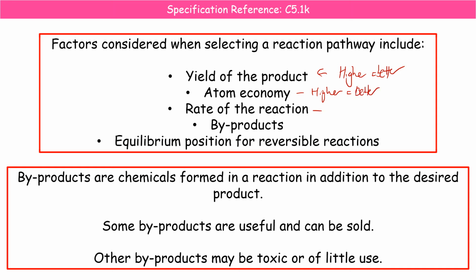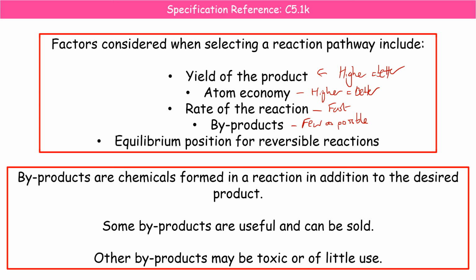Rate of reaction, we want that to be as fast as possible. Byproducts, ideally, as few as possible. And the equilibrium position if we're talking a reversible reaction. So by that we mean what conditions would we need to make the equilibrium position suit our purposes.